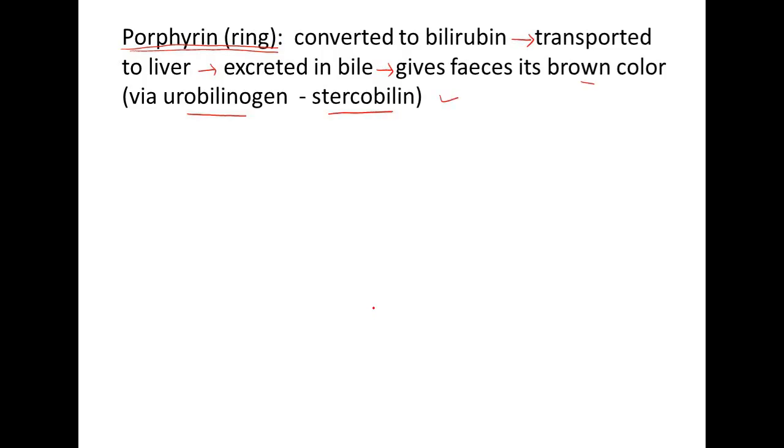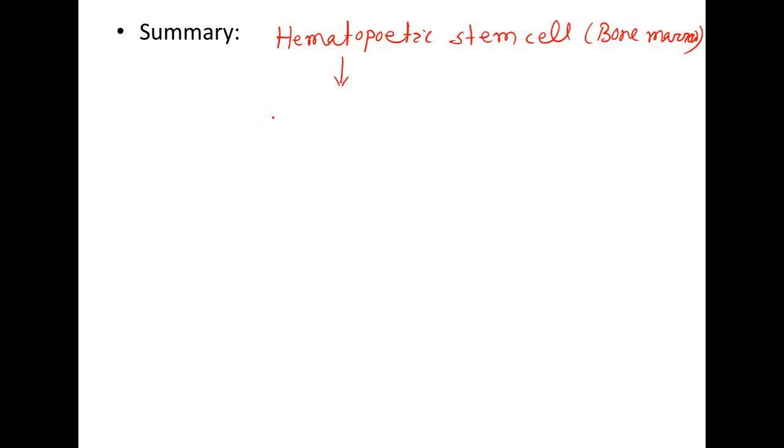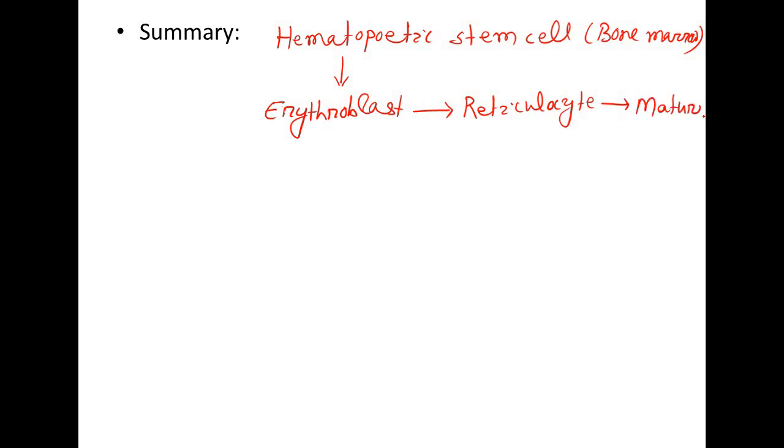This is all about the process of erythropoiesis or life cycle of RBC. I'm just now summarizing it so that it is easy for you all to memorize it. First, hematopoietic stem cell, which is present in the bone marrow, or you can also call it red bone marrow. Then it converts into erythroblast, which transforms into reticulocyte, then to mature RBC.